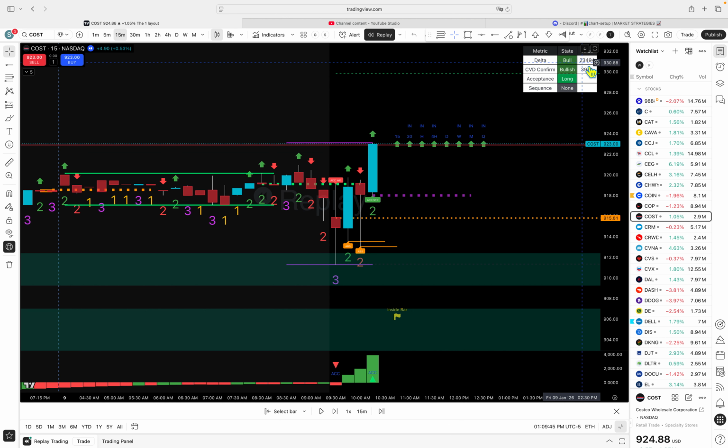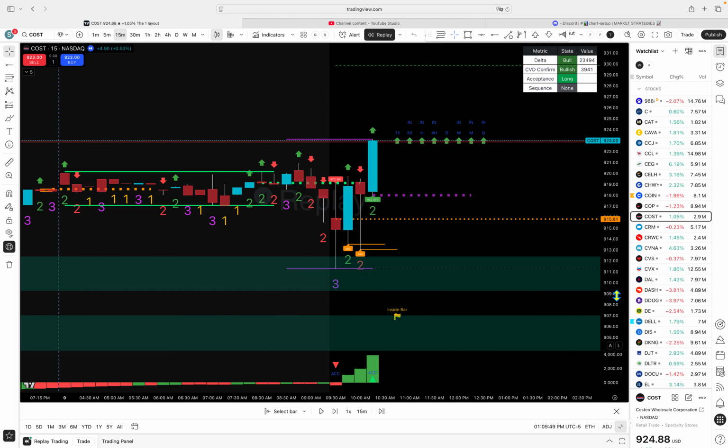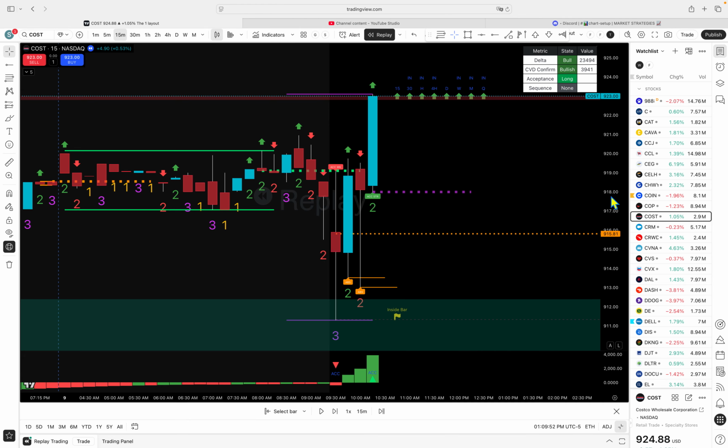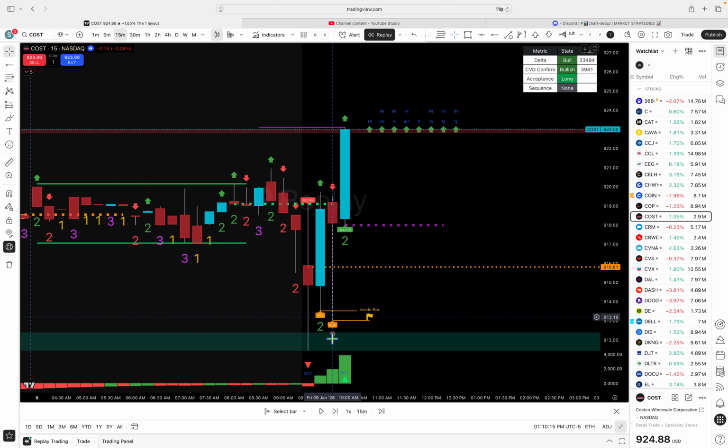The delta was 23,494 in our box, pushing price away. We also got our acceptance strong, highlighted here, where we see our CVD steadily climbing. Even though this bar was red, we see that the CVD is still getting higher as price is rising, and that's what we want to see: price rise, CVD rise. So this was our continuation all the way from our trade.